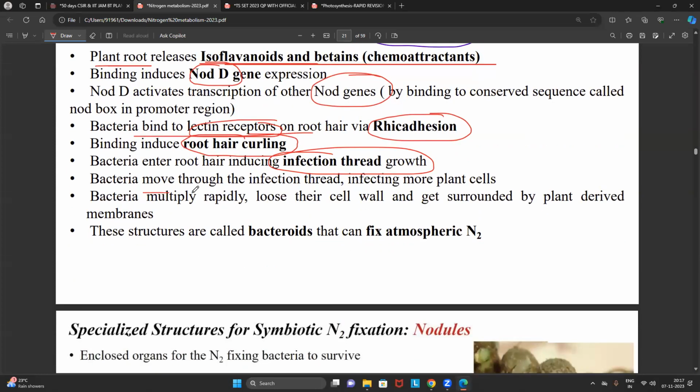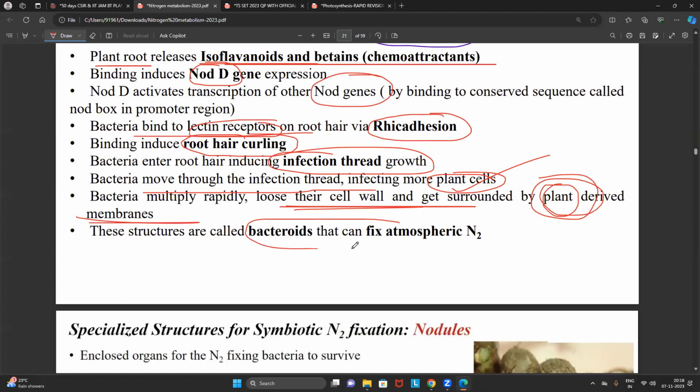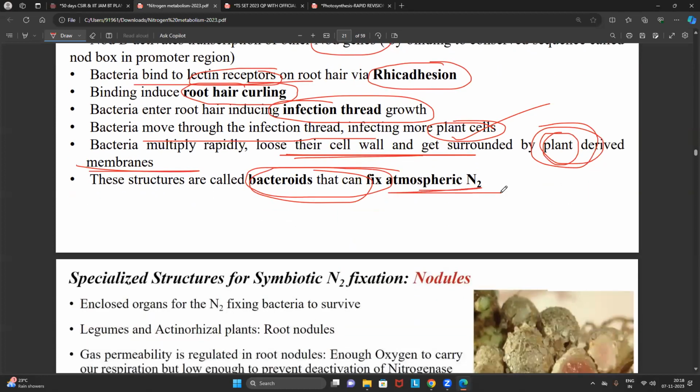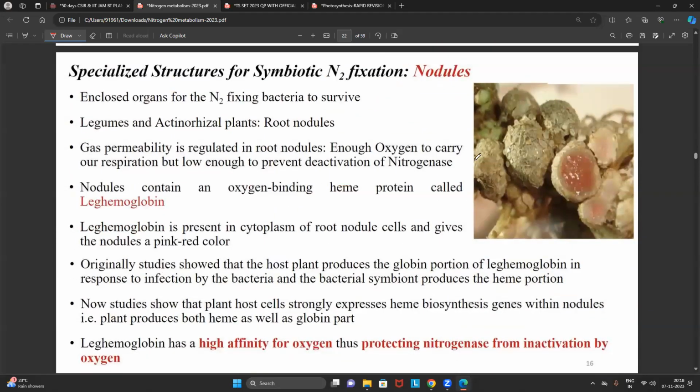Whenever they keep on moving inside, they keep on infecting more plant cells. When they keep on infecting more plant cells, they lose their cell walls. When they lose their cell wall, they are surrounded by a plant-derived membrane that is called as bacteroids. Those bacteroids only fix the atmospheric nitrogen. Now you can see this, right? Every one of you look into this.